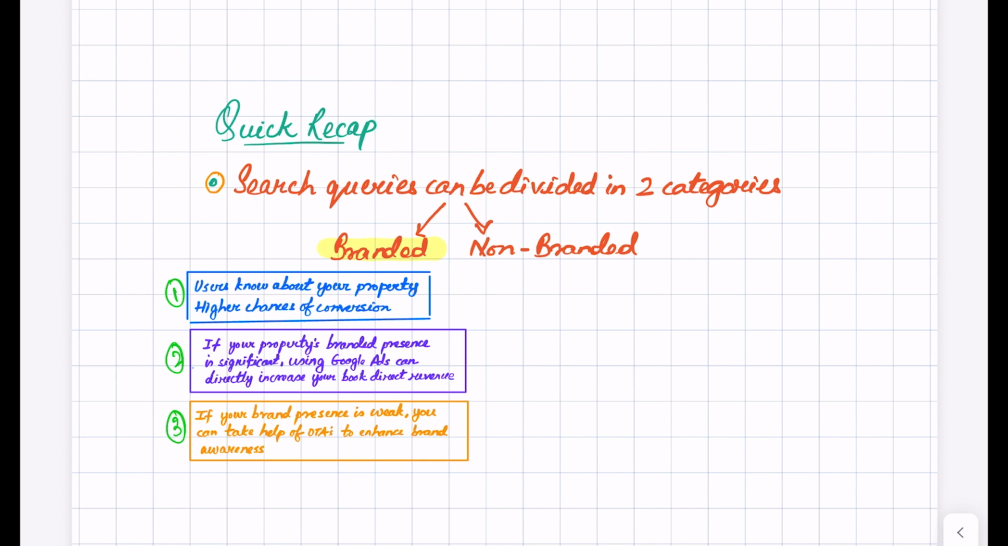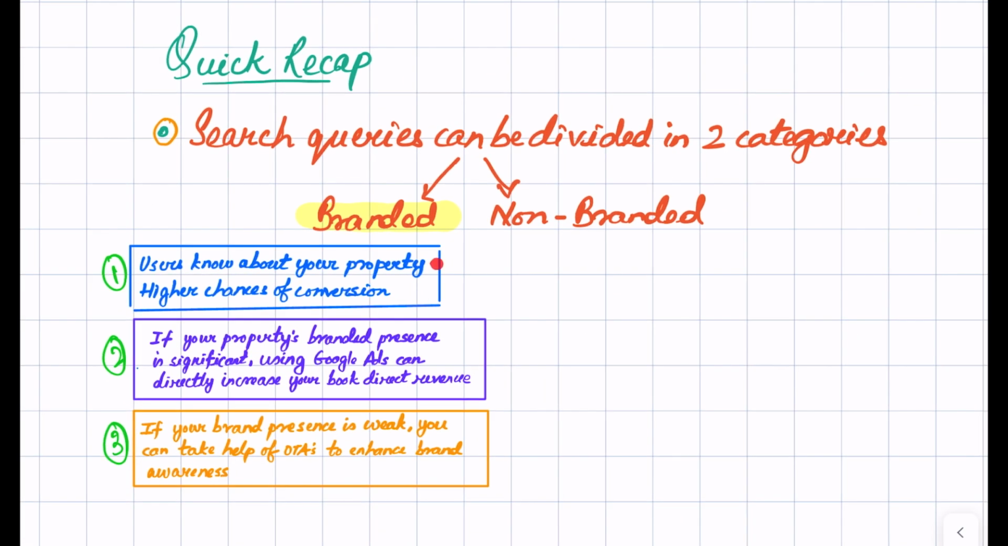To recap, search queries are divided into two categories. One is a branded category, the other is a non-branded category. When we are looking at a branded category, users are already aware of your property. The chances of conversion are higher as people know about you beforehand. If you see that your brand presence is significant, you can start using Google Ads to increase your direct booking revenue. On the other hand, if your brand presence is not that strong, you can take the help of OTAs to increase your brand awareness.